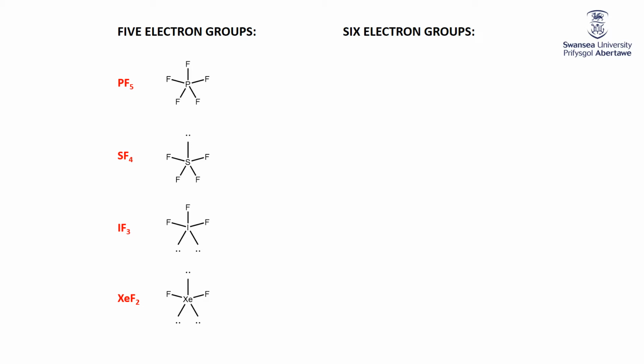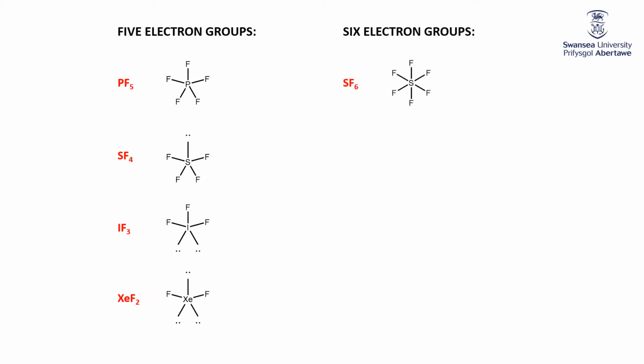If you look, I've drawn them very crudely, in which I actually draw the lone pair as being an atom, just to point out the shapes. So phosphorus pentachloride, PCl5, 5 bonding groups, no lone pairs. SF4, 4 bonding groups, 1 lone pair. IF3, 3 bonding groups, 2 lone pairs. And XeF2, 2 bonding groups, 3 lone pairs.